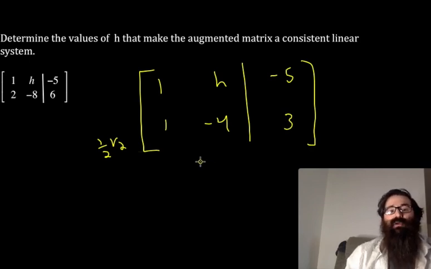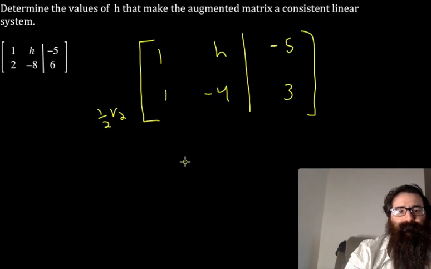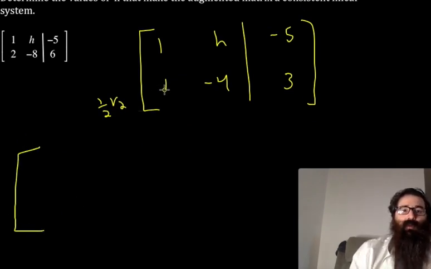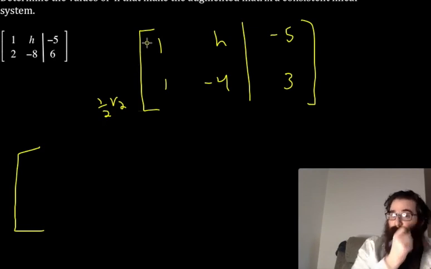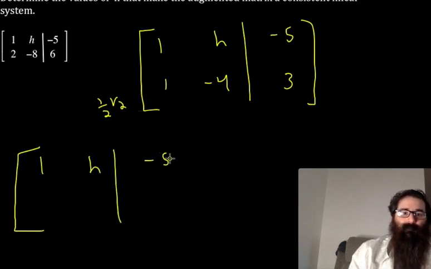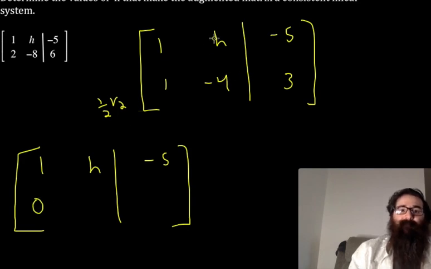And then I can start doing some row reduction. And let me actually work in row 2. I'm going to replace row 2 with row 2 minus row 1. So I'm going to rewrite row 1. But in row 2's position, I get 1 minus 1 gives me 0. Negative 4 minus h, I don't really know what that looks like because I don't know what h is, but that's the value that should be here, so I'm just going to write it. Negative 4 minus h. And then 3 minus negative 5, or that's 3 plus 5, gives me 8.